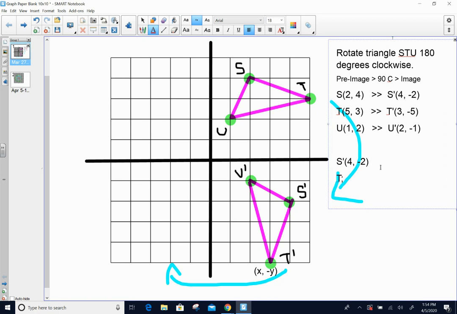I have T prime, which is 3, negative 5, and I have U prime, which is 2, negative 1. Now this has kind of become our pre-image because we're rotating it again, another 90 degrees clockwise to our new and final image. And 90 plus 90 is 180 degrees. Both of them are clockwise, so that's going to give me my final answer.